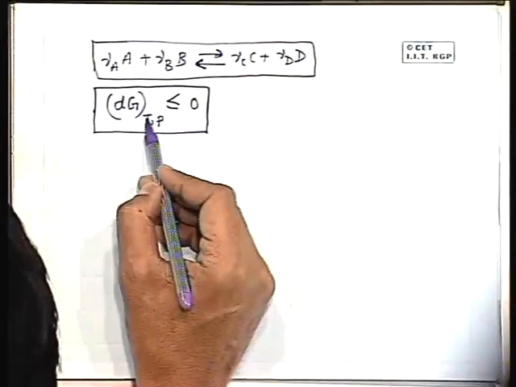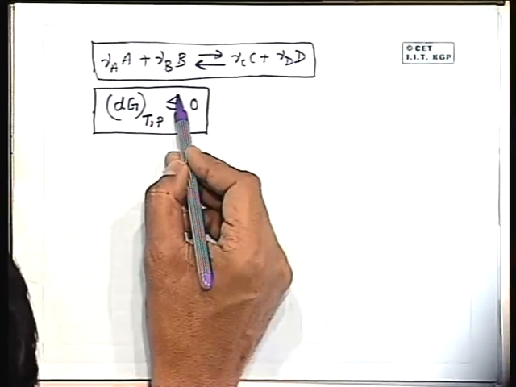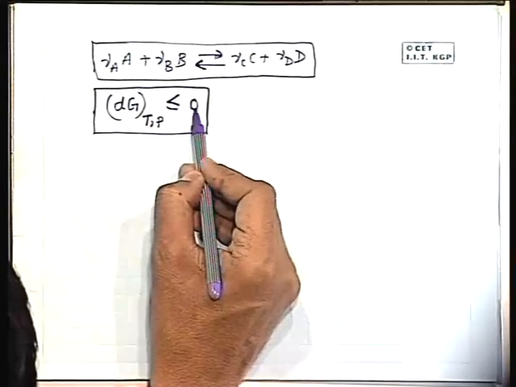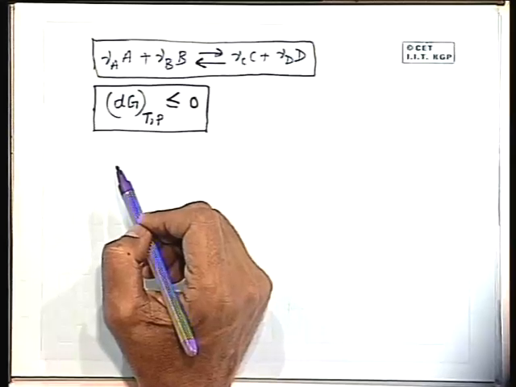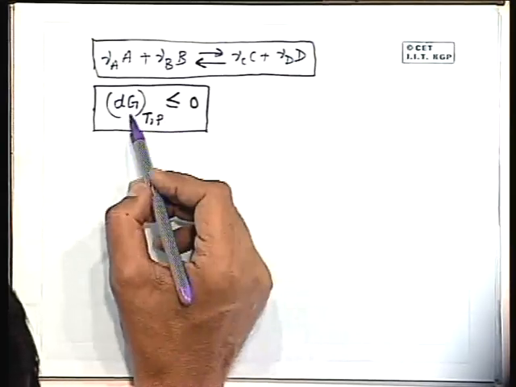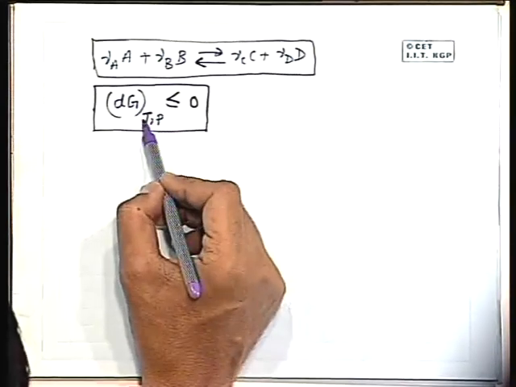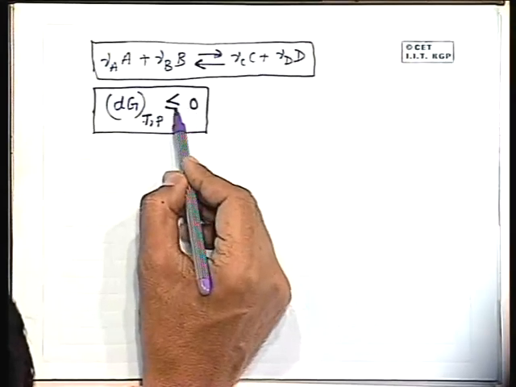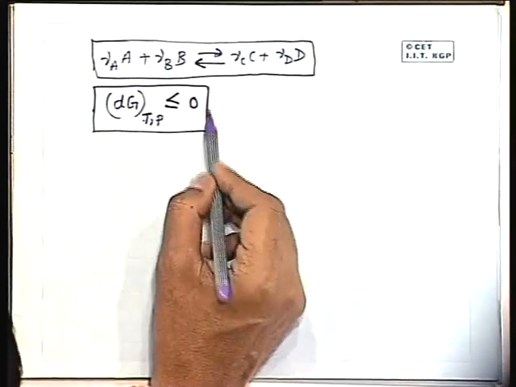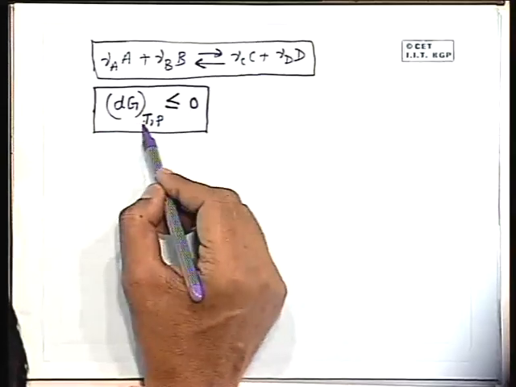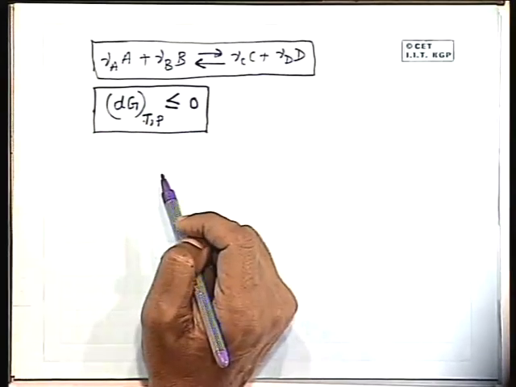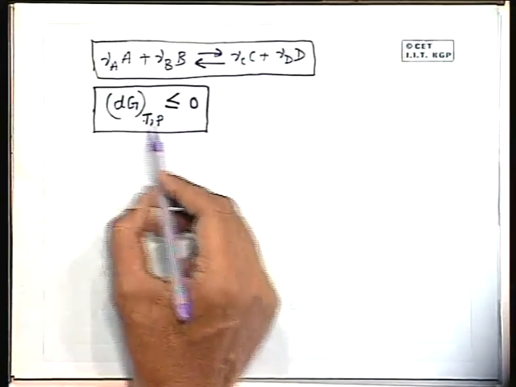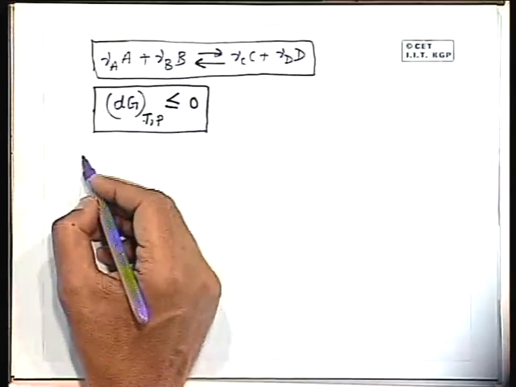Similarly, the Gibbs function change at constant temperature and pressure should always be less than 0 for a process to be feasible. That means for a physical process to occur in a particular direction, dG at constant temperature and pressure should be less than 0, and at equilibrium it should be equal to 0. So combining these two, we can write dG at constant T and P less than or equal to 0.